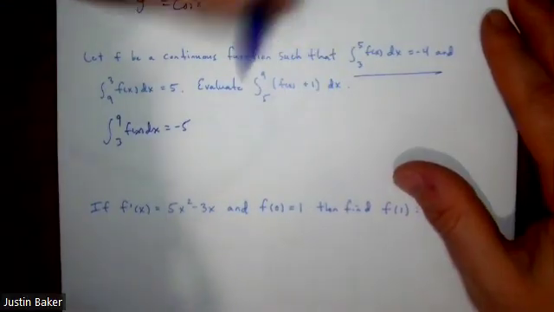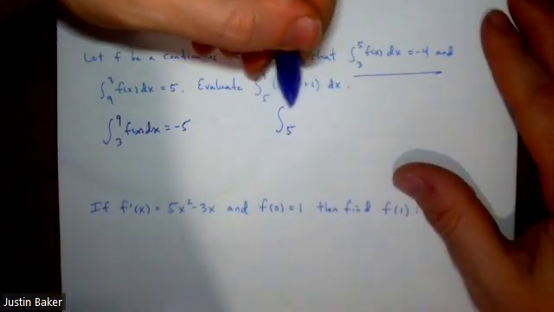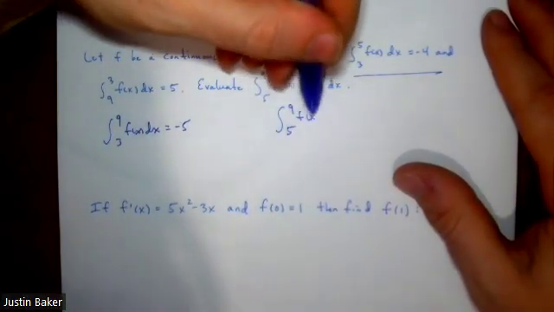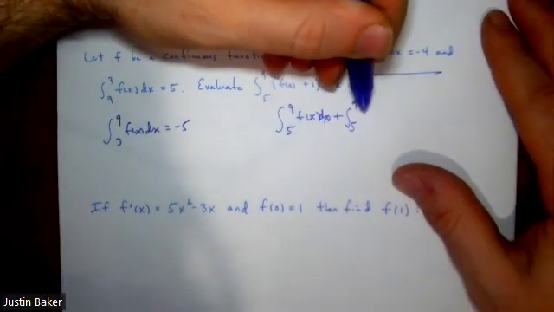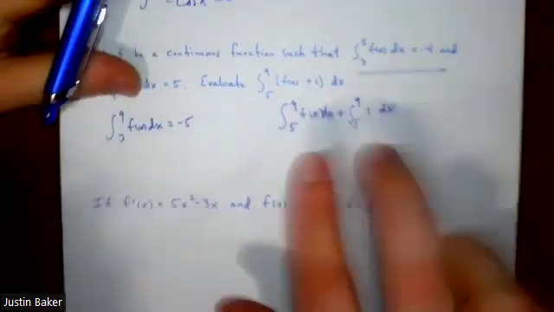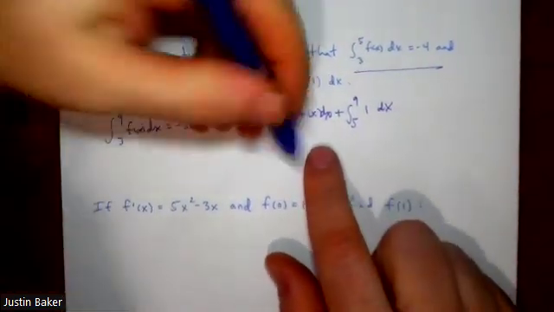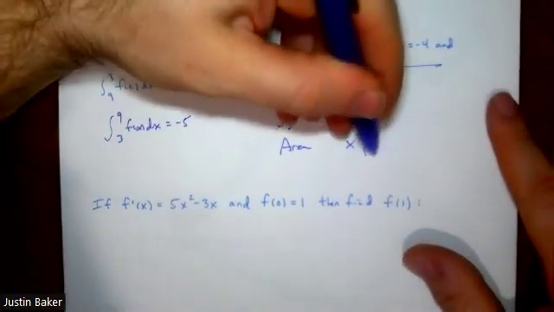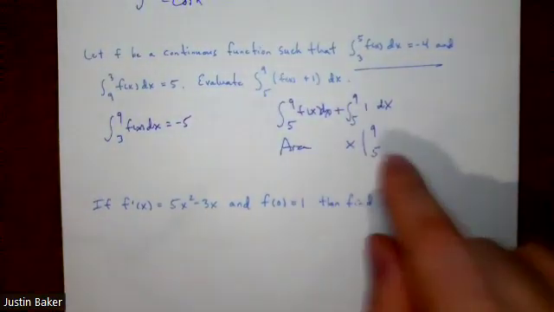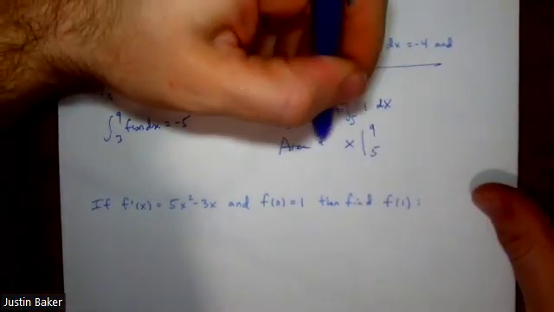And then when you go to find these things, you're going to split them up. So it's the integral from 5 to 9 of f of x plus the integral from 5 to 9 of just the number 1. And then you would integrate each piece. This is just going to be area. And this one you would turn to x from 5 to 9, plug in your stuff, and go from there.